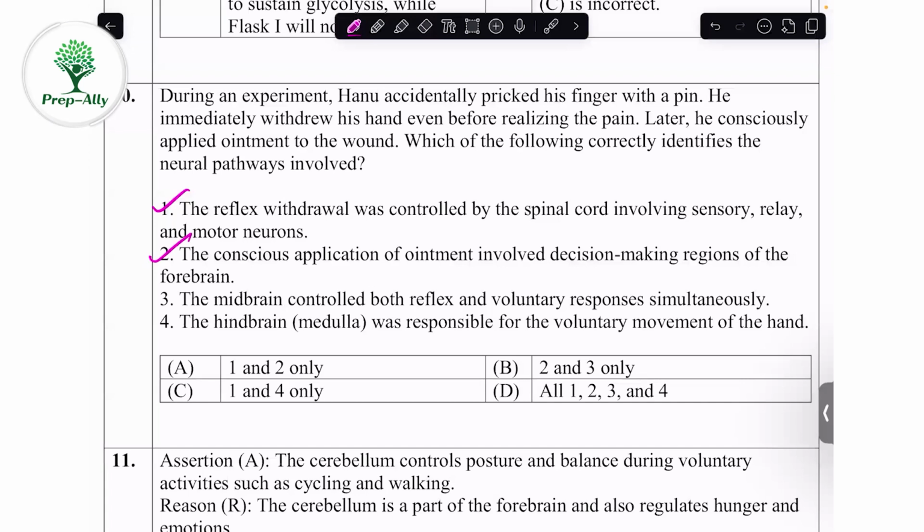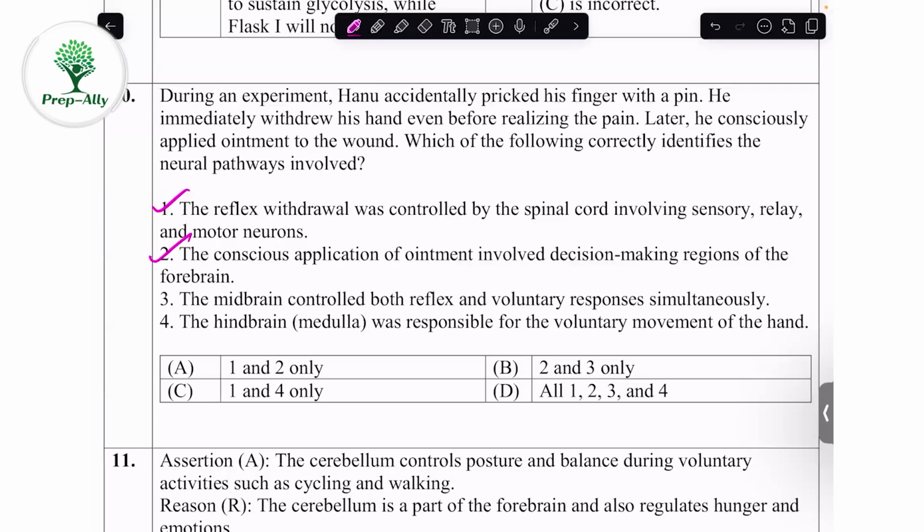So, decision making, immediately: what do you have to do? Yes, I've got a wound, I will get an ointment and apply it on it. Yes. What about the third statement, the midbrain control? Both reflex and voluntary response simultaneously. Midbrain controls both reflex and voluntary response simultaneously.